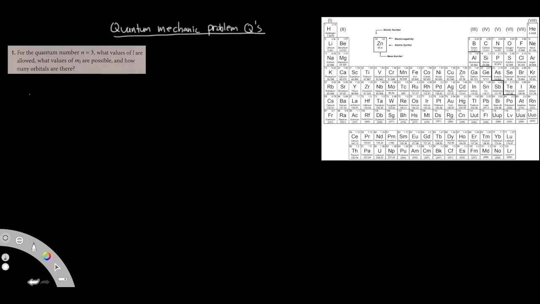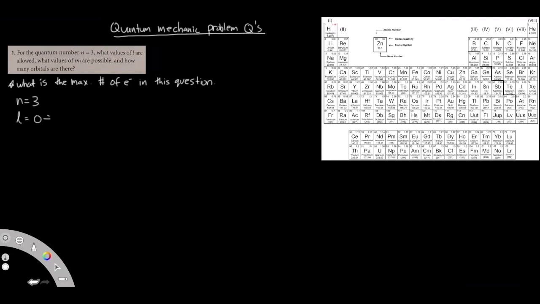You know what, I might actually even add a section here. What is the max number of electrons in this question as well? So let's actually add that there just to help supplement your learning. So we have the quantum number of n is equal to 3. So if n is equal to 3, what values of L are allowed? Well, we know that n minus 1 gives you your L value.